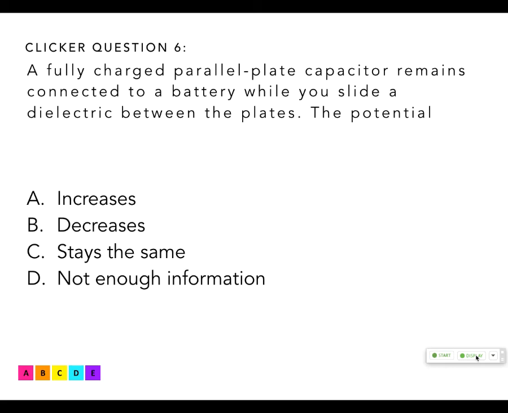Remember, when a capacitor is hooked up to a battery, the capacitor's voltage is determined by the battery. The battery has the power to add or subtract charge from the plates, because the plates are actually connected to something that allows charge to move. If there's no battery, what stays the same? Charge. Okay? So in this case, the voltage stays the same. The potential stays the same. Here's another one.